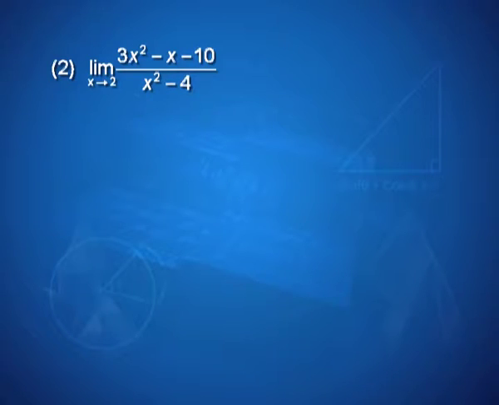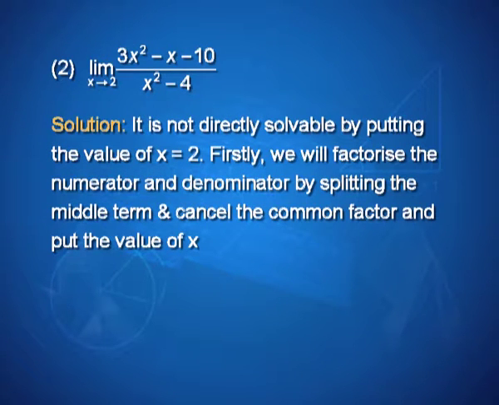See the solution for question number 2: limit of (3x² − x − 10) upon (x² − 4) as x tends to 2. For the solution, it is again not directly solvable by putting the value of x equal to 2. Firstly, we will factorize the numerator and denominator by splitting the middle term, cancel the common factor and then put the value of x.